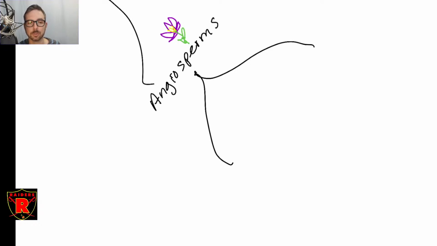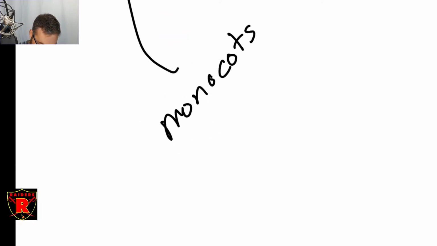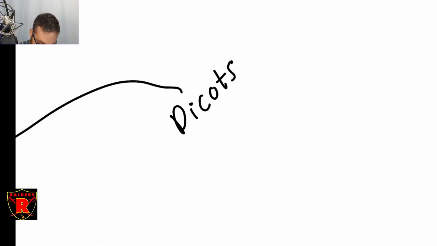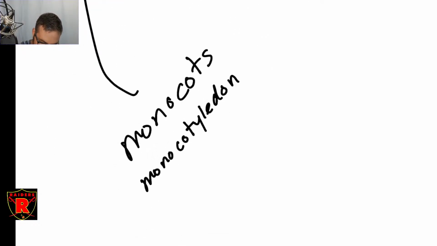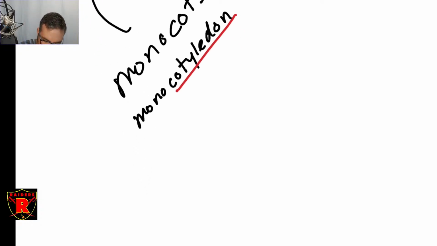and we're going to talk about the two sort of subtypes of angiosperms that exist, and those are called monocots and dicots. Now, dicot and monocot are short forms for monocotyledon and dicotyledon. And a cotyledon is a seed leaf. So a seed leaf is when a seed first germinates.